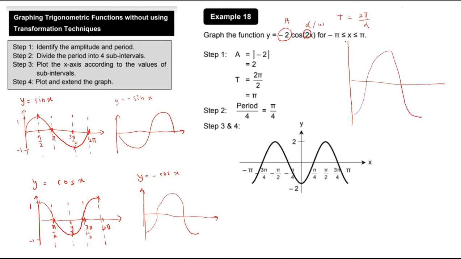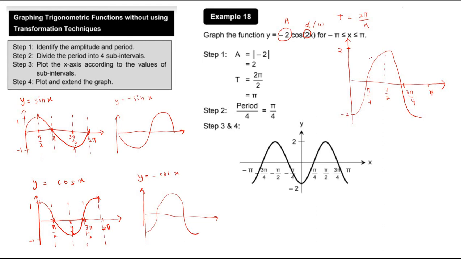And then, the amplitude is 2. So, 2, negative 2, period, pi. So, the size of one cycle is pi. Pi divided by 4, pi over 4. So, first subinterval, pi over 4. Second subinterval, pi over 2. Third subinterval, 3 pi over 4. Pi over 4 plus pi over 4 plus pi over 4 plus pi over 4.